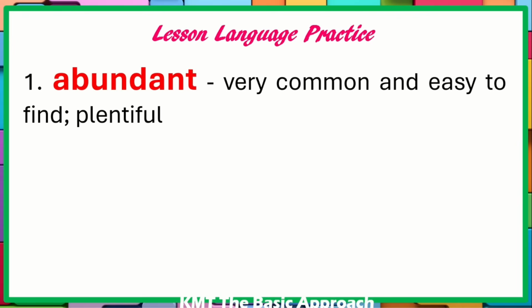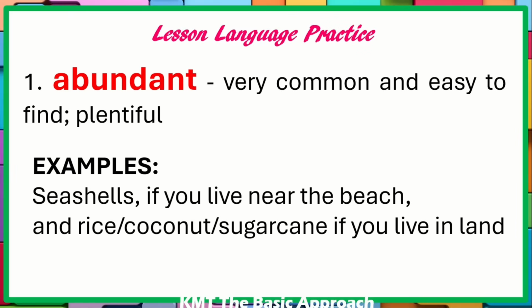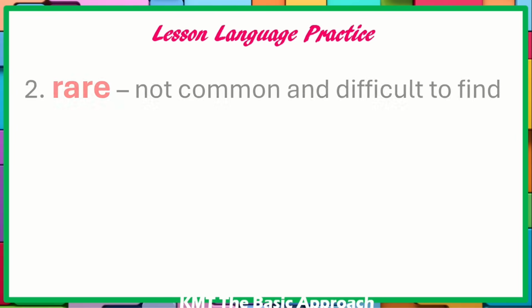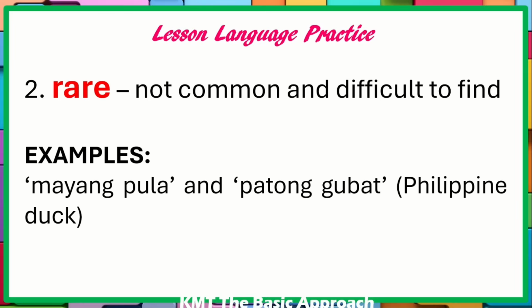Number 1, abundant. It means a very common and easy to find or plentiful. Examples: seashells if you live near the beach, and rice or coconut or sugarcane if you live inland. Number 2, rare. It means not common and difficult to find. Examples: mayang pula and patong gubat or Philippine duck.